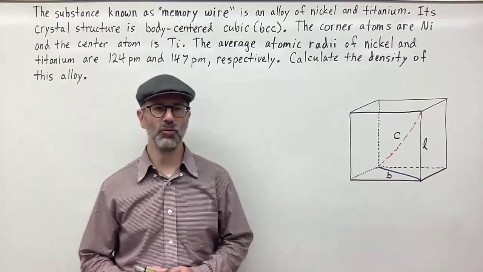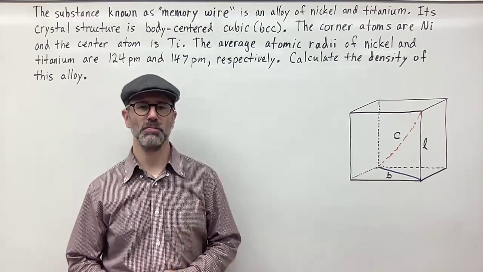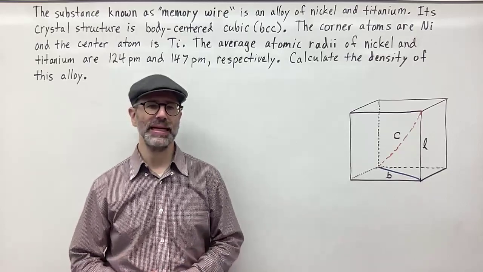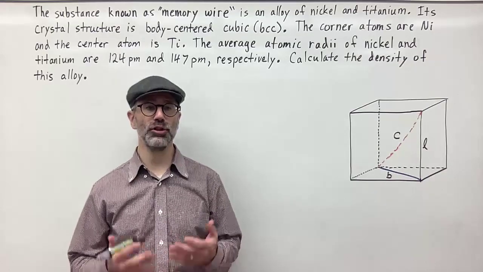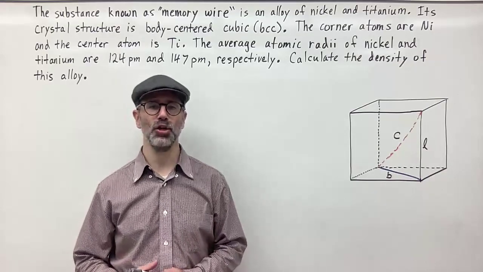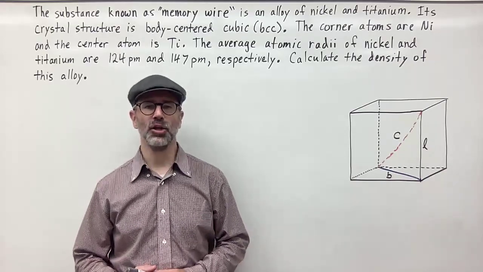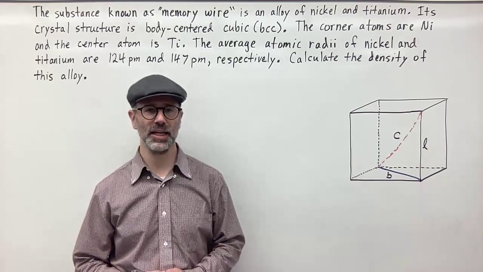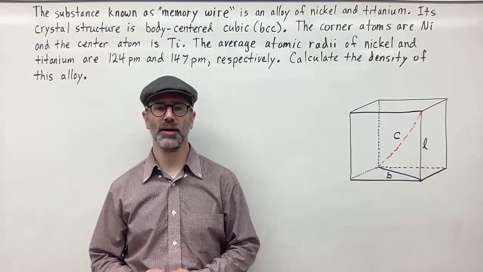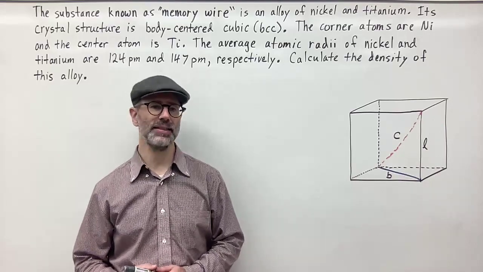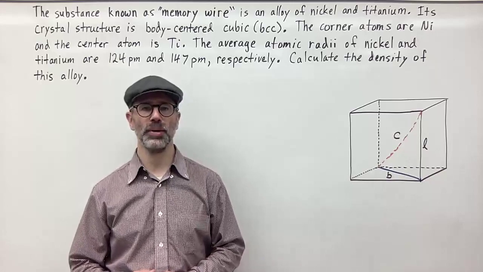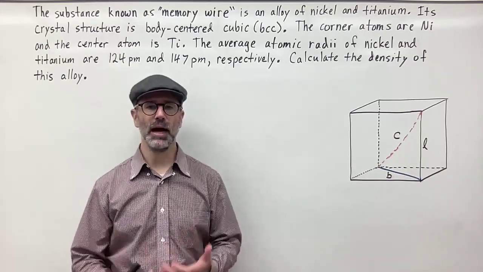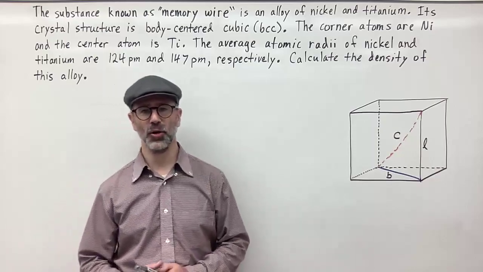In this problem we're told that the substance known as memory wire is an alloy of nickel and titanium. Its crystal structure is body-centered cubic, BCC. The corner atoms are nickel and the center atom is titanium. The average atomic radii of nickel and titanium are 124 picometers and 147 picometers, respectively. Calculate the density of this alloy.